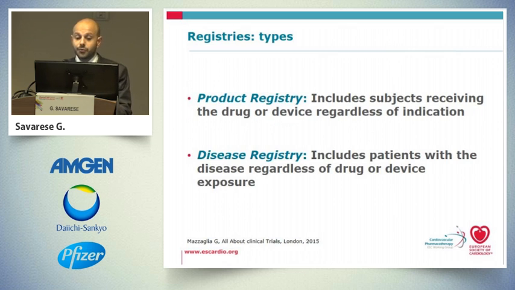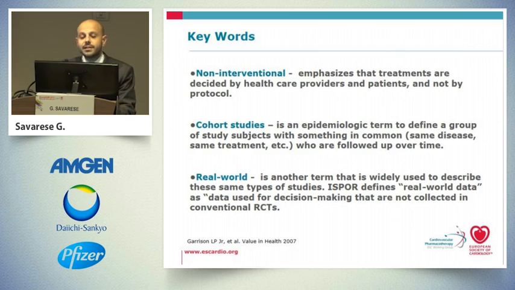There are two types of registries. We have product registry. It means that they include all the subjects that receive the same drug or device, regardless of the disease or of the indication to use that drug or that device. And we can have disease registry that includes all patients with the same disease, actually, regardless of the drug or device exposure.